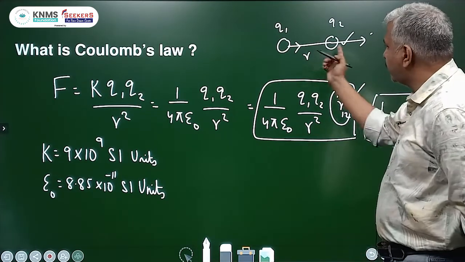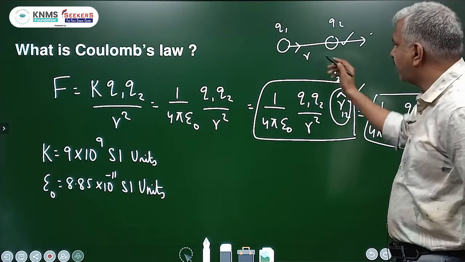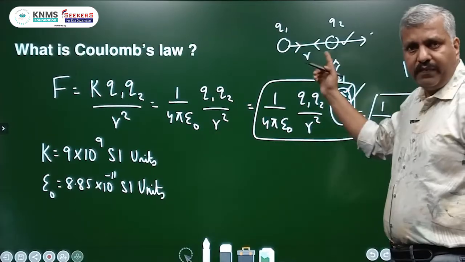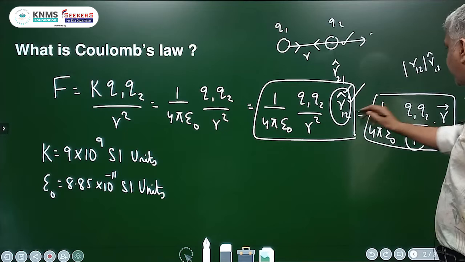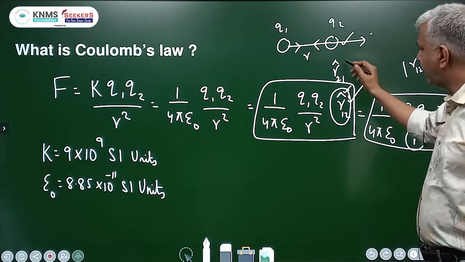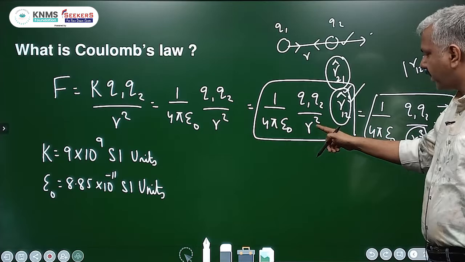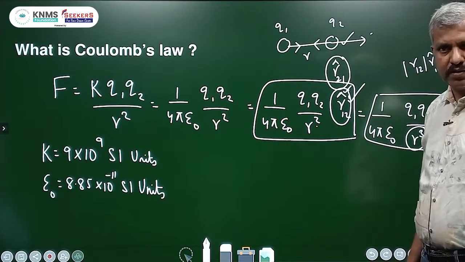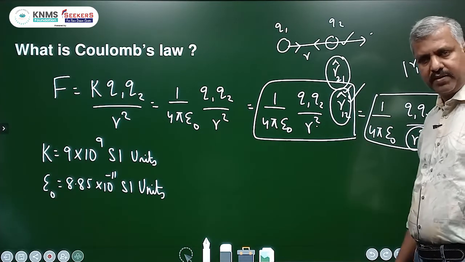On the other hand, if these two are different, opposite charges, then there will be an attractive force. If it is an attractive force, this R12 will change to R, the radius vector going from 2 to 1, and it is going to be a unit vector because I have R squared here. Okay. So I hope this aspect is clear.